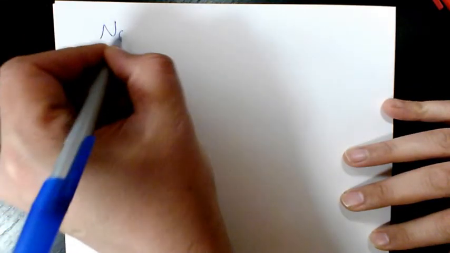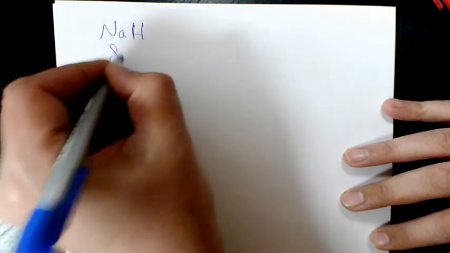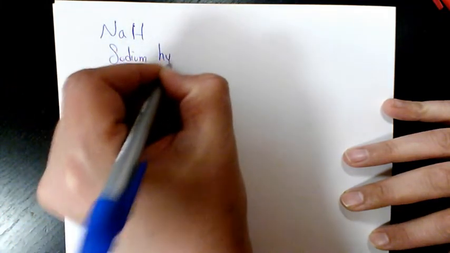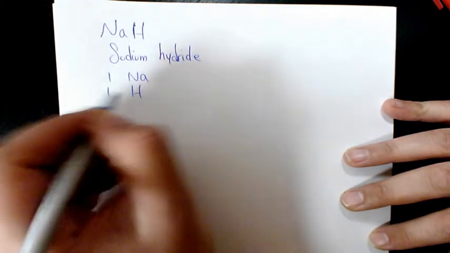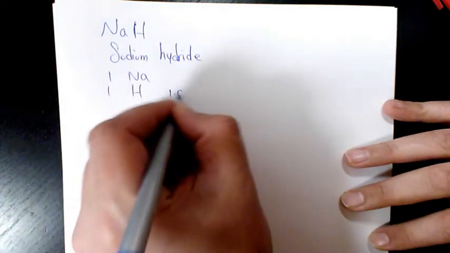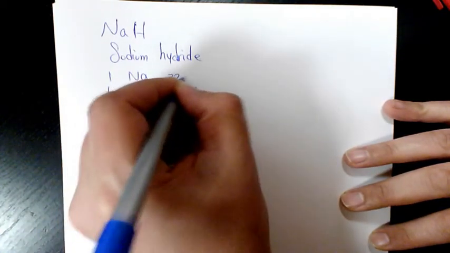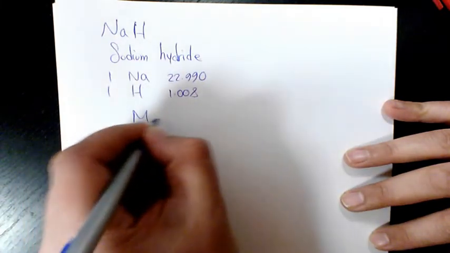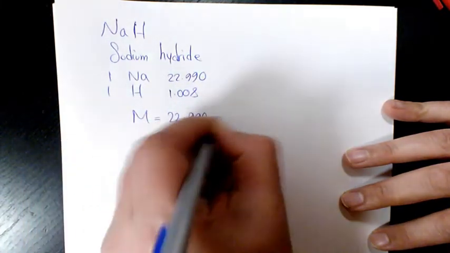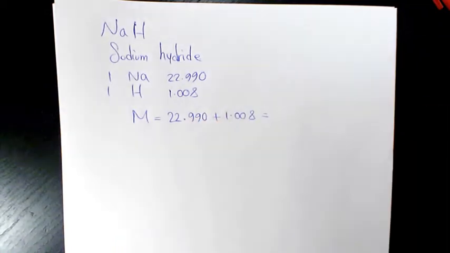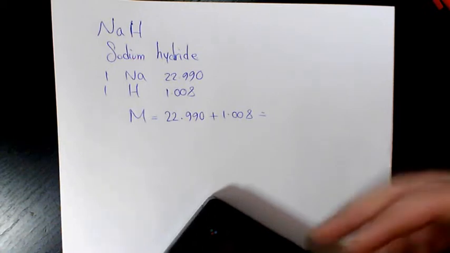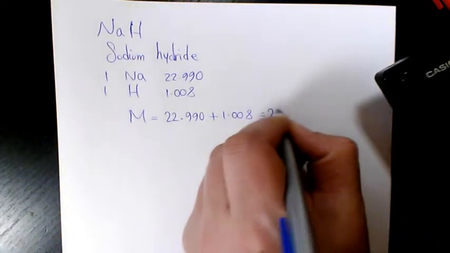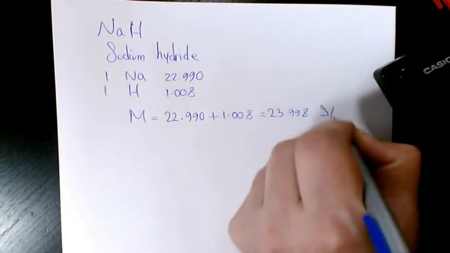Next one is going to be sodium hydride, NaH. Very simple. 1 atom of sodium and 1 atom of hydrogen. 1.008 for hydrogen, 22.990 for sodium. So 22.990 plus 1.008, that's going to give me 23.998 grams per mole.